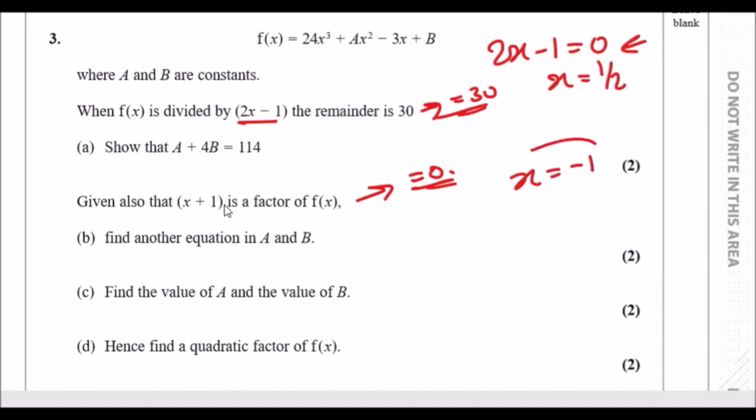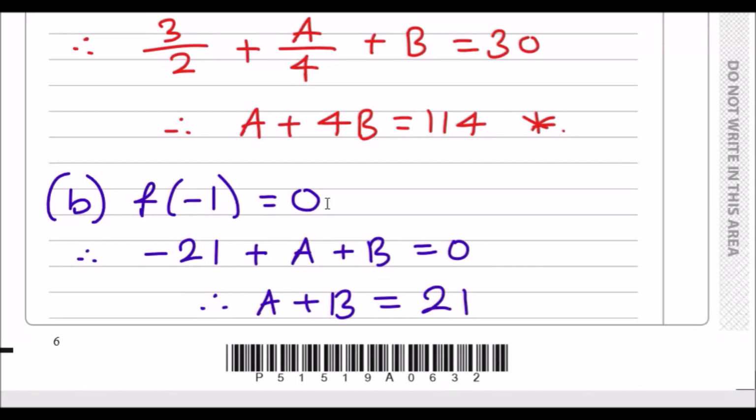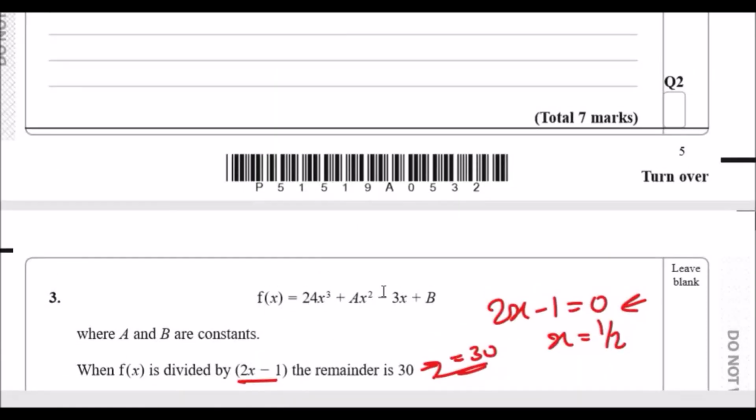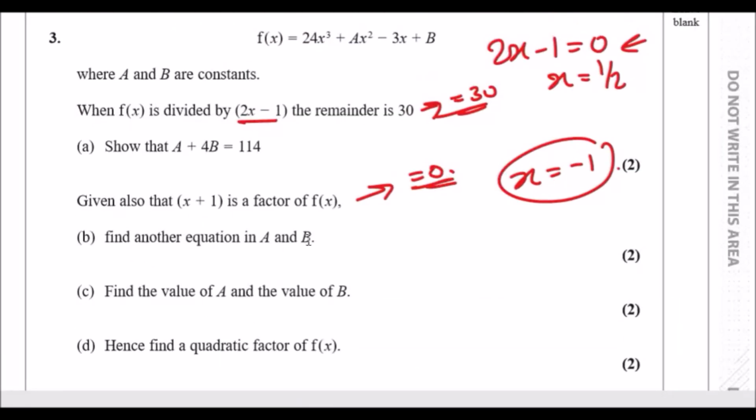So this is the value we're going to plug into the function and solve when the equation is 0. So basically, this is what I did. f(minus 1) is 0. Plug in x equals minus 1 into this equation, simplify this, and you should get something like this: minus 21 plus a plus b equals 0. And finally, a plus b is 21. So there's nothing you can do there. That's what they want you to do, I think. Yeah, find another equation.